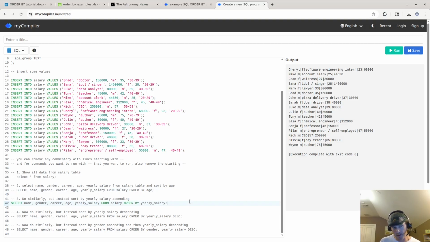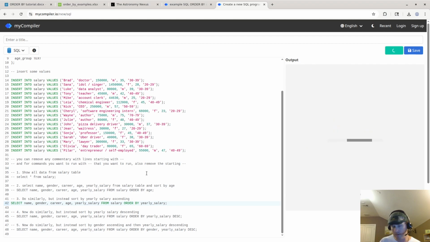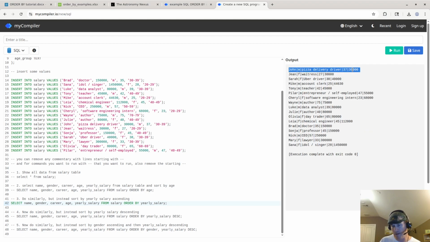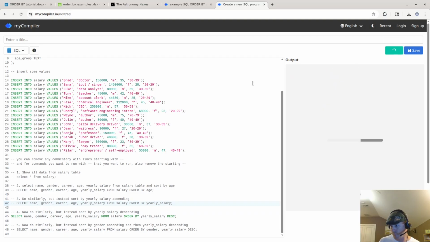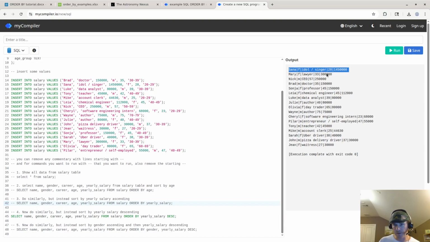And then, for example, let's say order by the yearly salary, so that would be yearly salary ascending. So basically the people with the lowest salary are at the top and the highest salary at the bottom. And then if we want to do it descending, so in the other order from highest to lowest, we've got this. So this person makes the most per year, and then next this person, and then this person, and so on. So this is the person's name, their gender, their career, and so on.